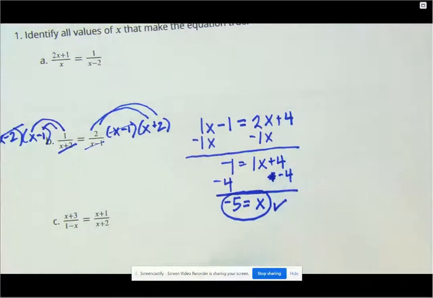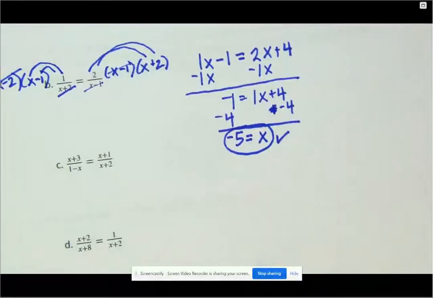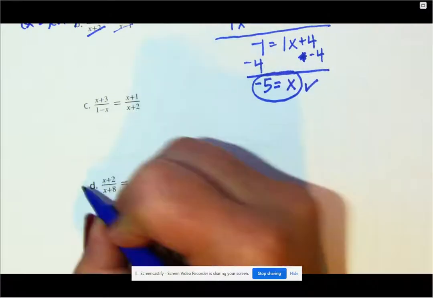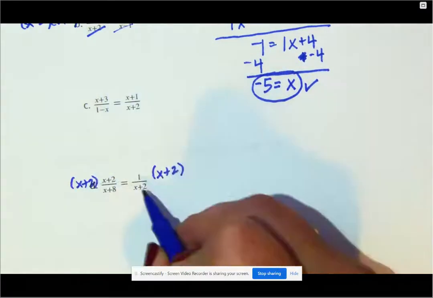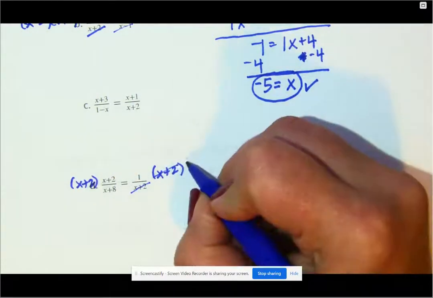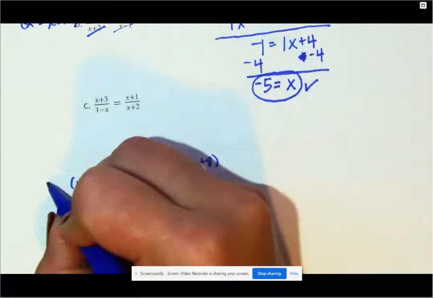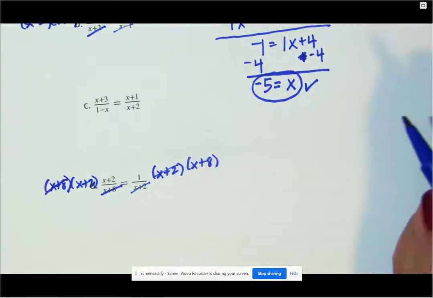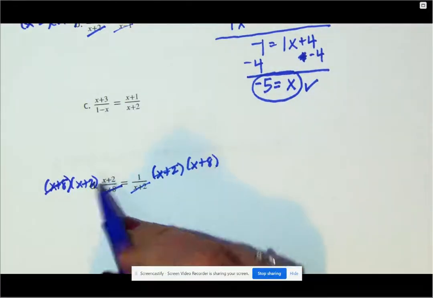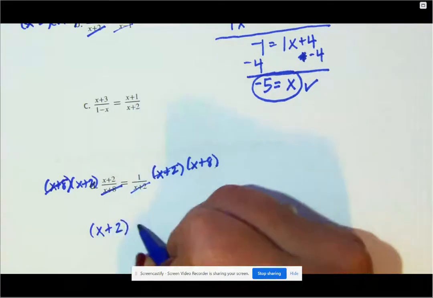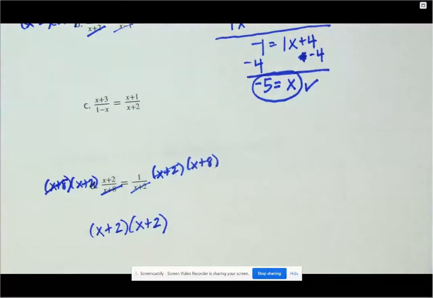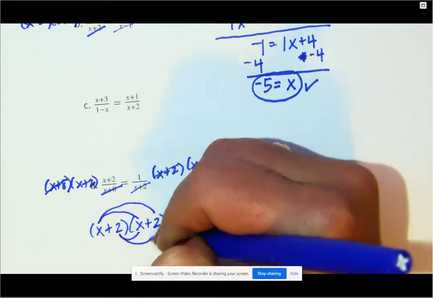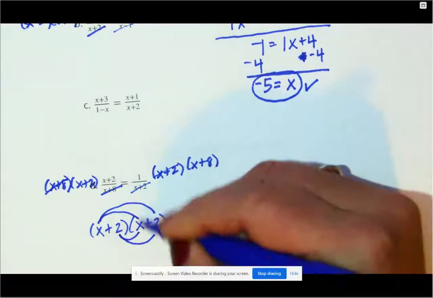Okay. 1D, I've got x plus 8 and x plus 2. So I'm going to multiply by x plus 2 on both sides. I'm going to cancel. And then I'm going to multiply by x plus 8 on both sides. That's going to cancel. So on this side, I've got x plus 2 times x plus 2. You could make a box, or you could just use the acronym FOIL, first, outer, inner, last, equals, I'm going to do that multiplication in just a minute.